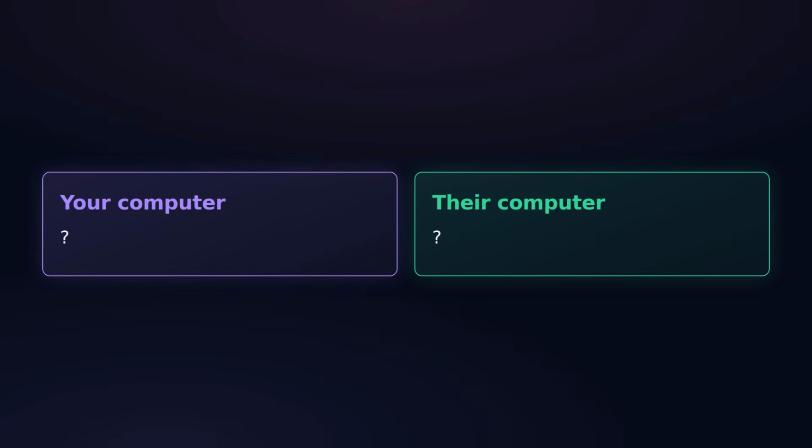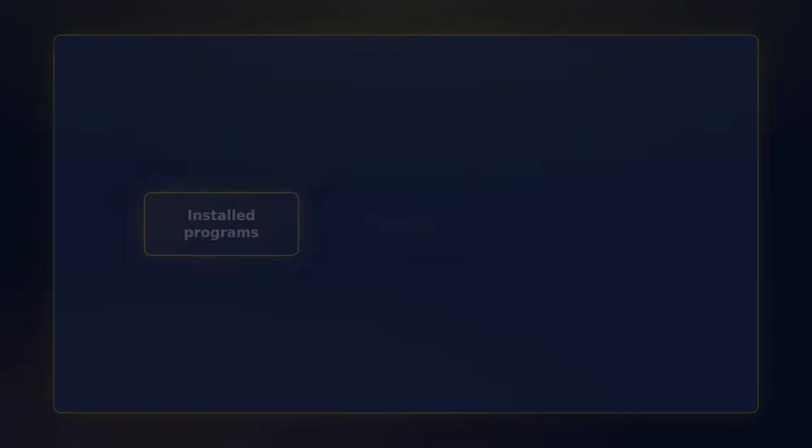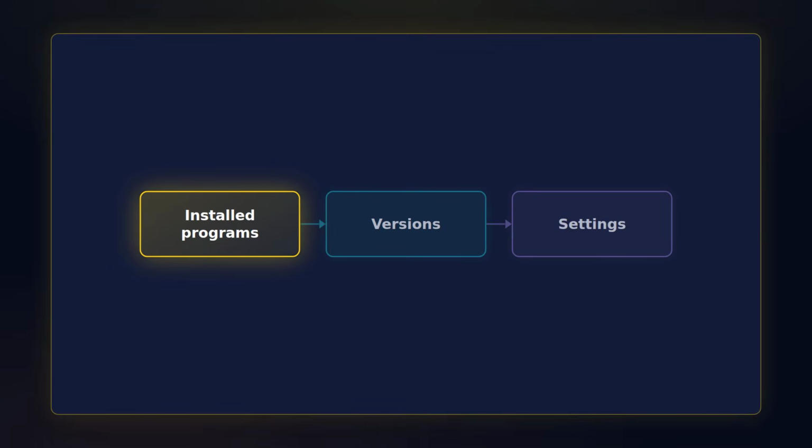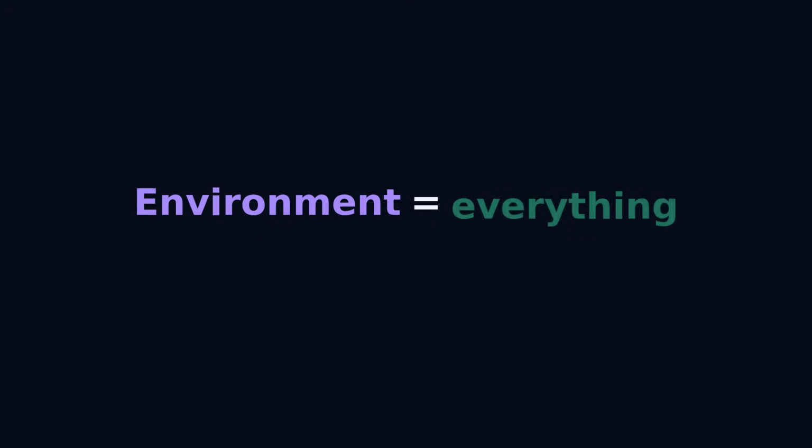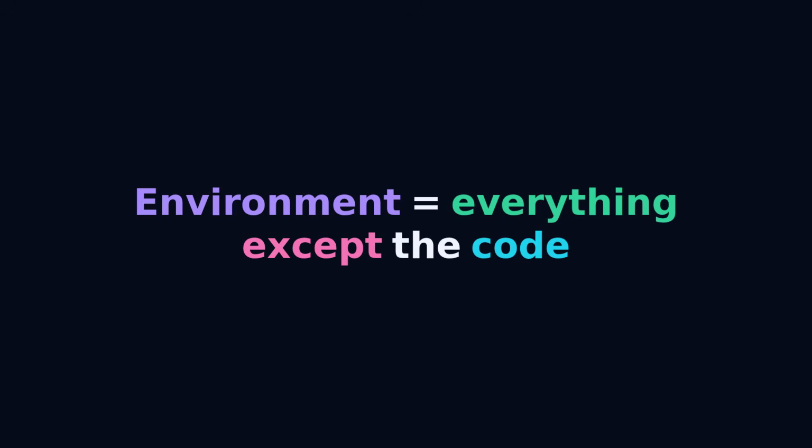Before I explain it, guess, what's actually different between your computer and your friend's? It's the invisible stuff. Which programs are already installed, which versions, which settings are silently assumed. But your program doesn't know any of that. It just assumes the world looks like yours. So, programmers gave that invisible stuff a name, the environment.